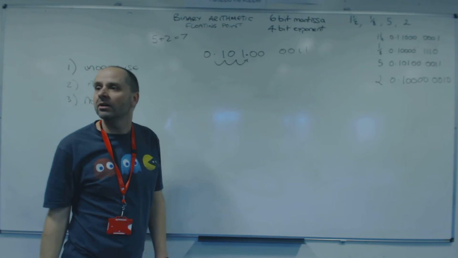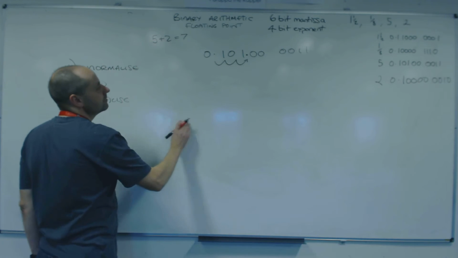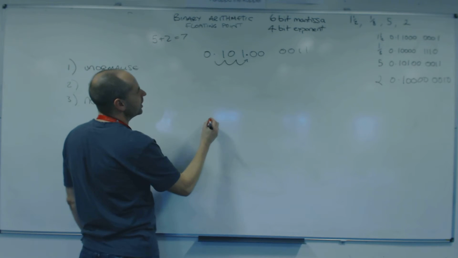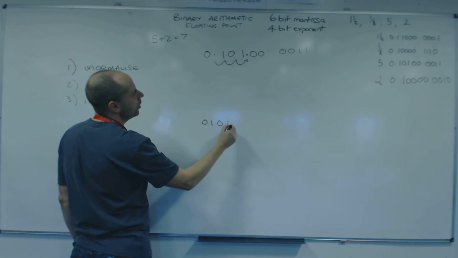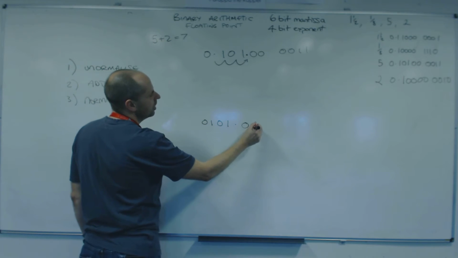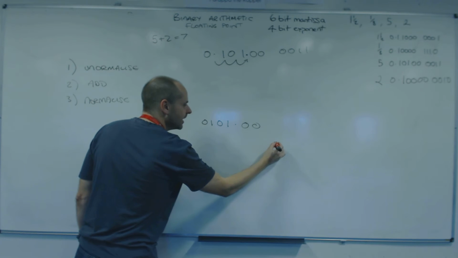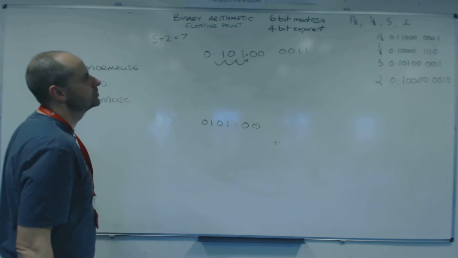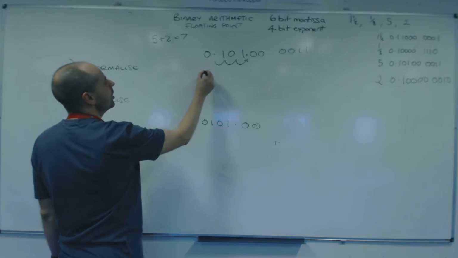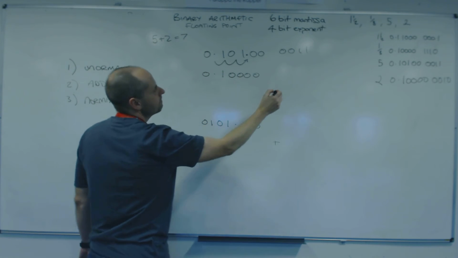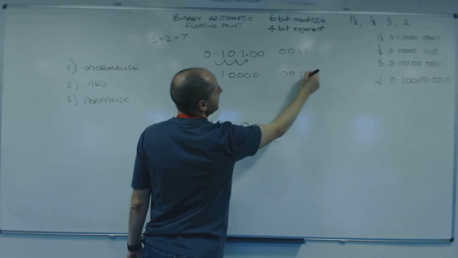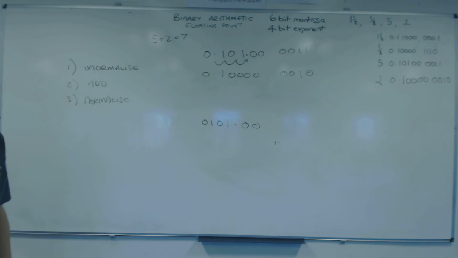Okay. You what? Are you alright? Yeah. Right, okay, so that's what my 5 is going to look like for my work. So I've got 0.101.00. And we're going to add that to the value for 2 when we work that one out. So 2 was 0.10000. And it had an exponent that was +2.